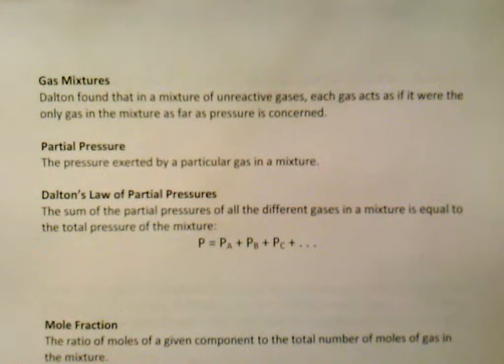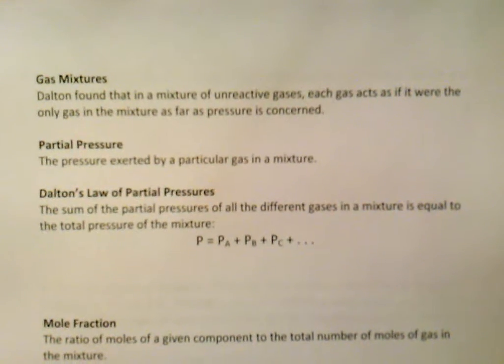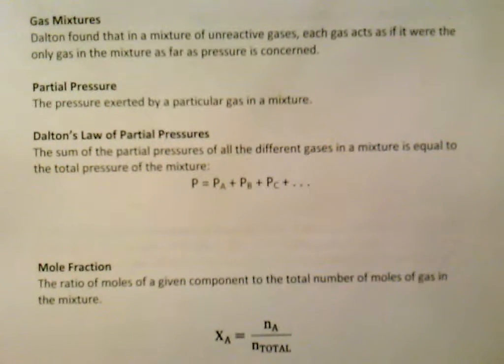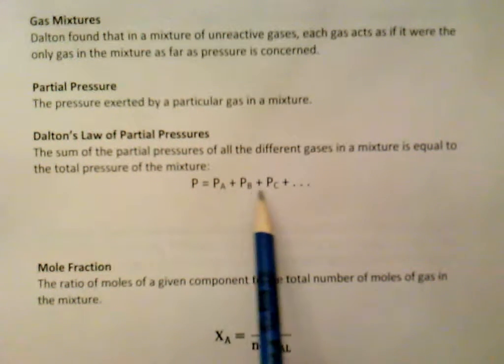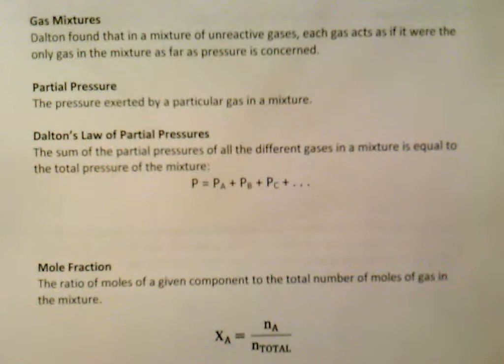They act like they're the only gas there, and they each exert a pressure just like they normally would if they were the only gas there. Okay, so then we need a term to define that. Partial pressure just means the pressure that is exerted by a specific gas that's in a mixture. Okay, and then Dalton's law of partial pressures tells us that the total pressure is the sum of all of the individual pressures of the different gases that are in the mixture.